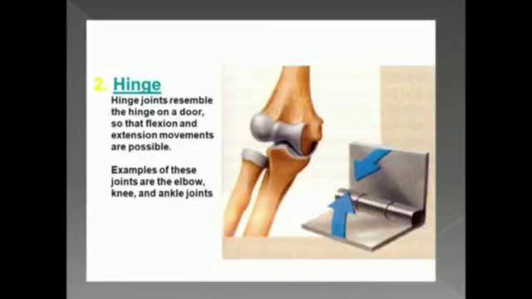Isn't it different from a hinge? Of course. Can you think of more examples of such joints? First, the hinge joint. Hinge joints resemble the hinges on a door, so that flexion and extension movements are possible. Open and close, this movement is possible. Examples of these joints are the elbow, knee, ankle joint, and your finger. These all are examples of hinge joints.